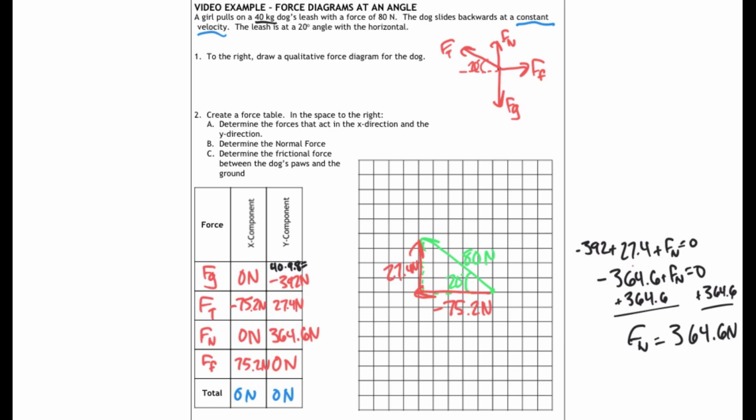And you see here that the normal force is actually not the same as the force of gravity. Now that I've found all the forces in the force table, I'm done with this problem.